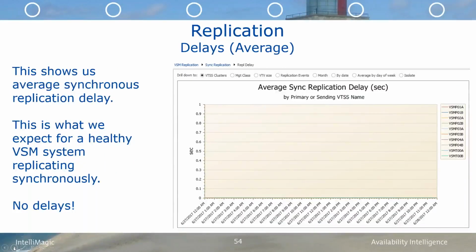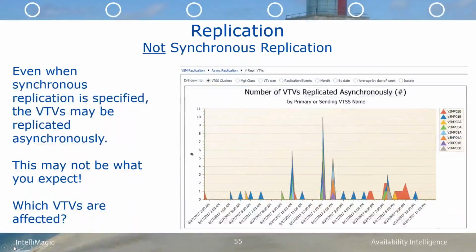Next, we look at delays, and we're not seeing a lot of sync replication delays, so that's good. The data is replicated while it's being written by the application. So this is healthy. There are no delays. That's good. But what we notice here is that even though we're calling for synchronous replication, we're seeing some VTVs being replicated asynchronously. This is not what you expect. You're expecting synchronous replication. Here you can find easily exactly which VTVs are involved in this asynchronous replication.